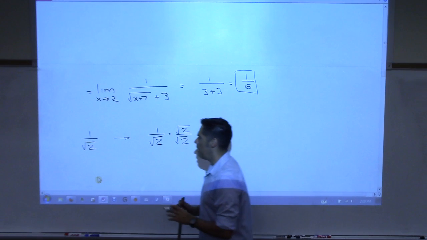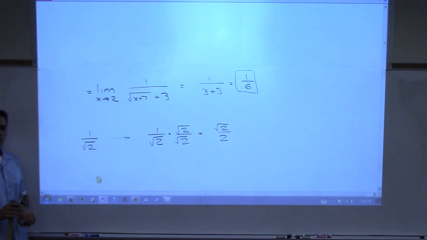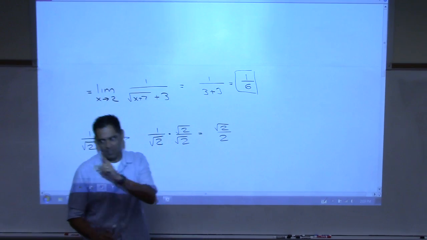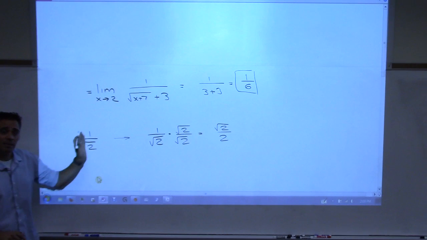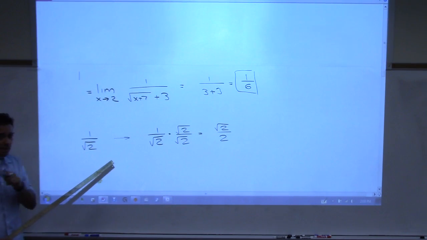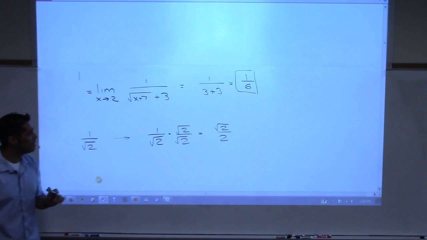Now, if you get on your calculator and you type in 1 divided by root 2, you're going to get an answer. And if you type in root 2 divided by 2, you're going to get the same answer. These are the exact same numbers. So why is it that you have been told, and I'm not telling you this, that you must do this? Here's why, and it's actually kind of funny.